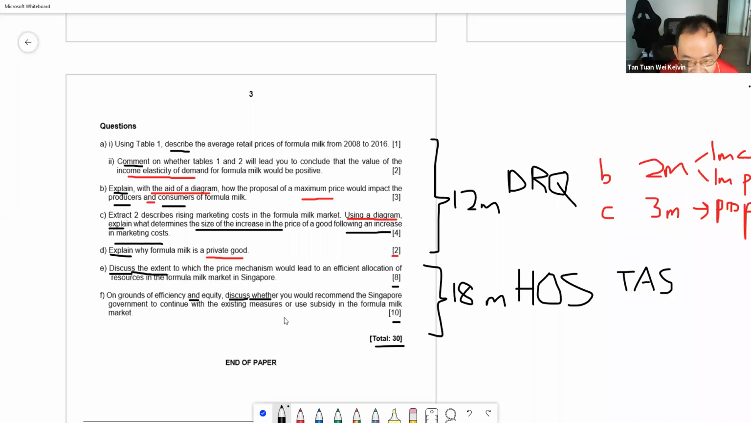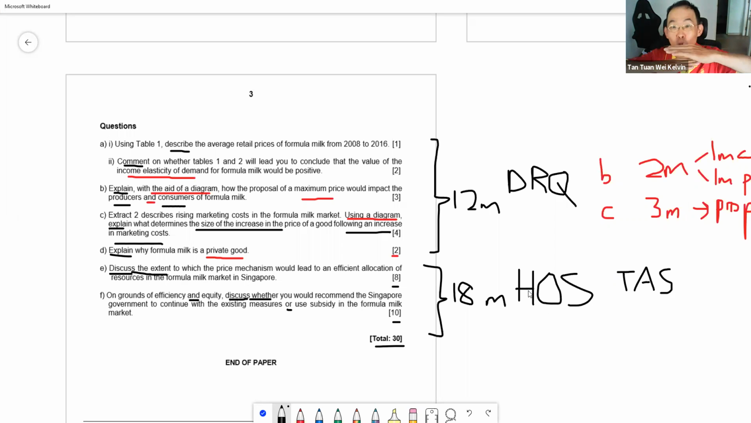And there's also a word that's similar to N, this word called all. Okay, all. So it means for breadth, you also need to explain the existing measures as well as explaining how a government subsidy might be used. Okay, so to address efficiency, equity, current measures, and subsidies. Try not to miss out one of them.